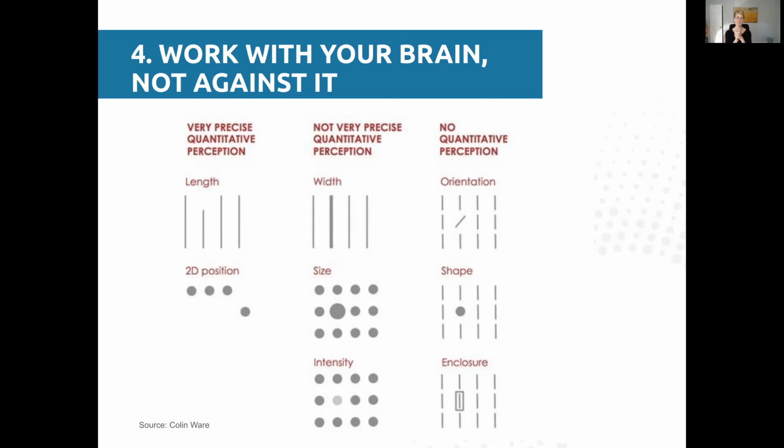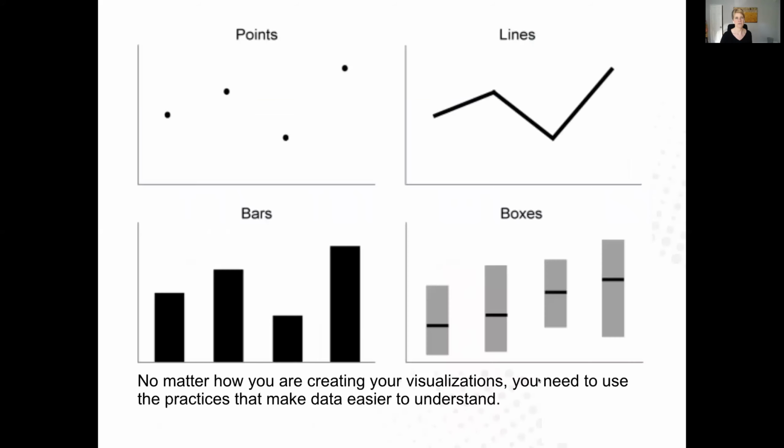Same thing with size. There's a whole discussion that goes on about using circles for visualizations. We love to do it, but it's hard for our brain to understand the difference quantitatively between one size circle and another size circle. Same thing with intensity. I can see it's different, but not how different. And then orientation, shape, and enclosure, you can see the difference, but there's really no quantitative ability for your brain to tell how much that angle is, or obviously with the shapes and enclosures.